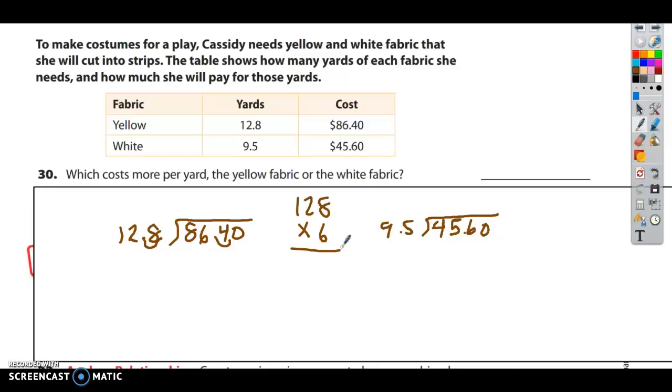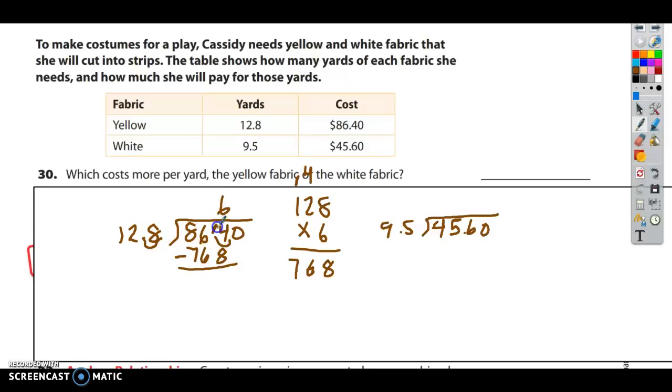So 5 might be too low, so I'm going to try 6. 6 times 8 is 48. 6 times 2 is 12, plus 4 is 16. 6 times 1 is 6, plus 1 is 7, 768. That's going to be the right answer. So I'm going to multiply by 6 here. 6 goes here. 6 times 128 is 768.